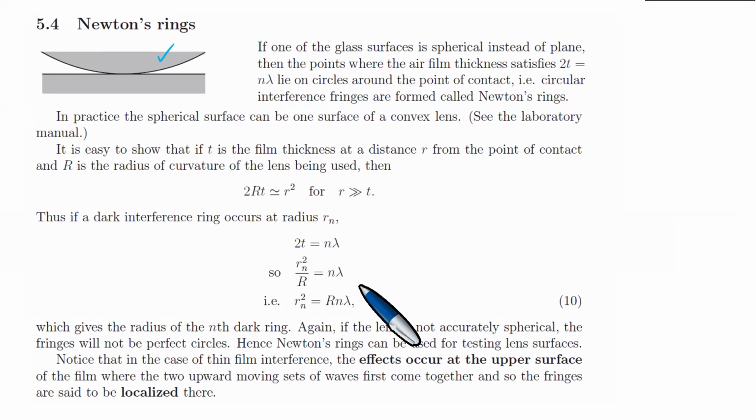Right, so it is easy to show that if t is the film thickness at distance r from the point of contact, and R is the radius of curvature of the lens being used, then 2Rt is approximately r squared, for r relatively small. Thus, if a dark interference ring occurs at radius r_n, then we say that 2t is just about n lambda. So if we look at r_n squared divided by R, it is exactly equal to n lambda.